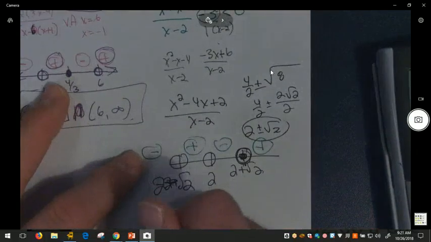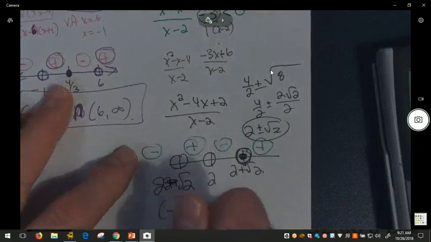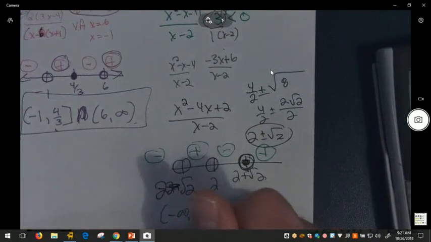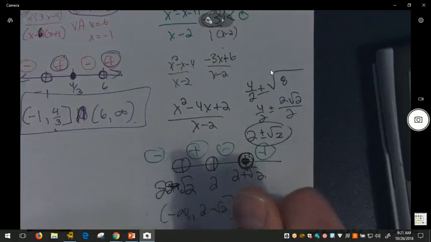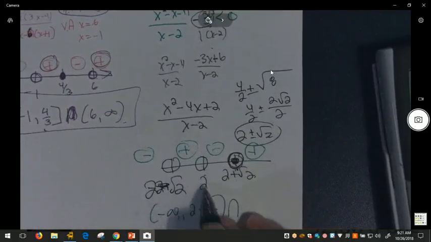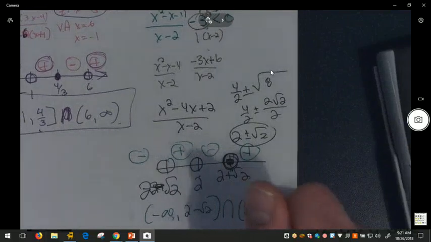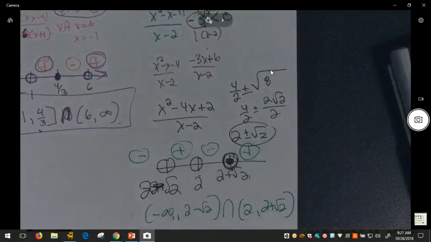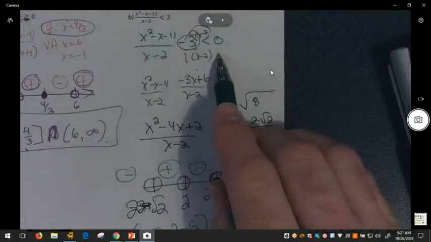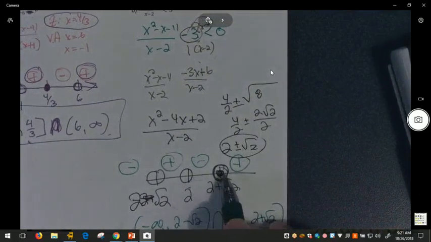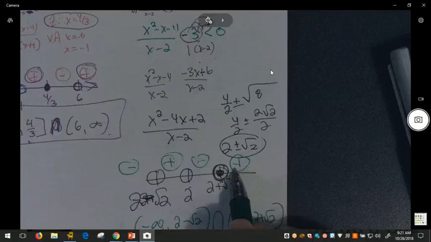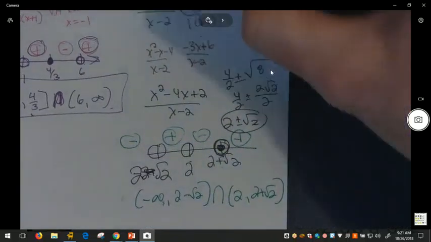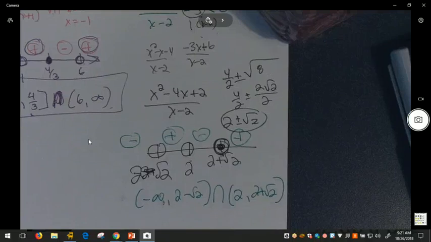This is less than 0 from negative infinity, including, or actually not including, but up to 2 minus the square root of 2. And it's less than 0 between, but not including, 2 and 2 plus the square root of 2. Had this had equality, I would have included a solid dot at these x-intercepts. But because it doesn't, they are open circles just like the vertical asymptote.